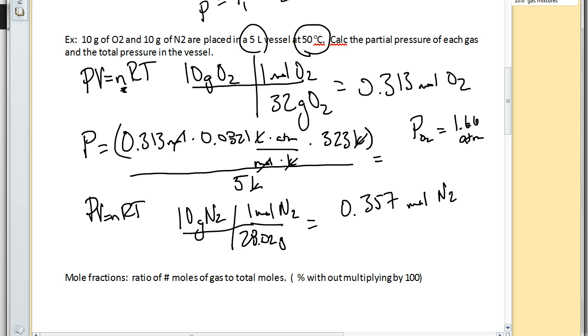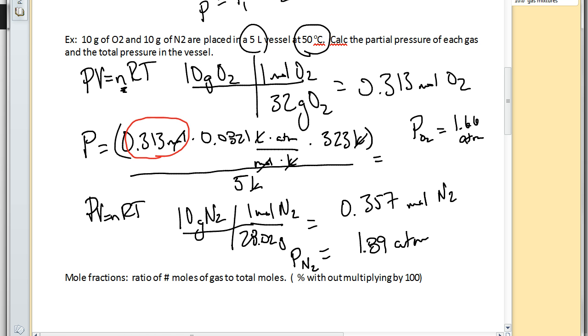Basically, I'm going to plug this into the equation above. Instead, I'm going to substitute it in right here and just use the same equation. Everything else stays the same. Run it all the way through. And once I do that, I get an answer equal to 1.89 atm. So there's my partial pressure of my nitrogen.